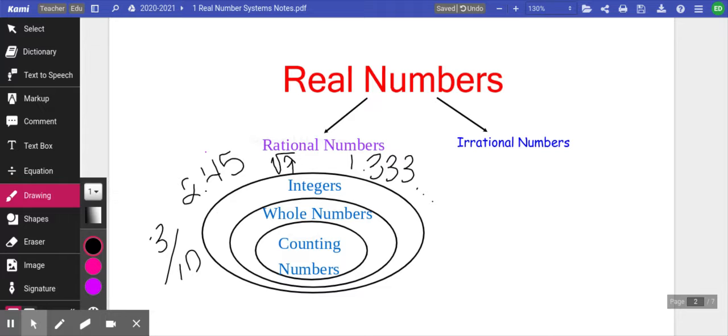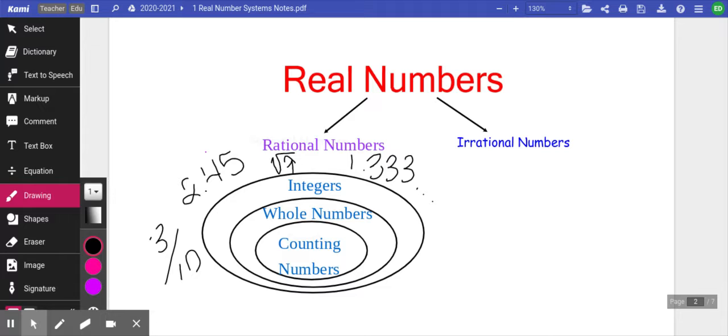And we talk about integers, which are our negatives and positives. We talk about whole numbers, which start with 0, 1, 2, 3, 4, 5, and so on. And then we get more specific with counting numbers or natural numbers, which start with the number 1. So this is a trickle down to the most specific type of numbers.